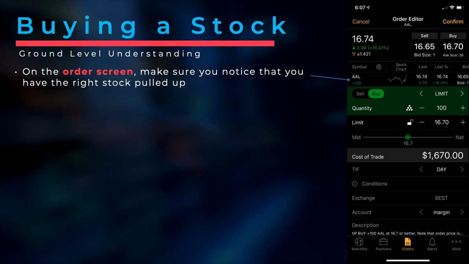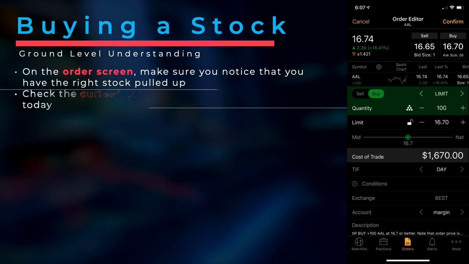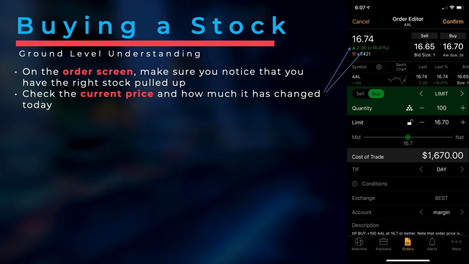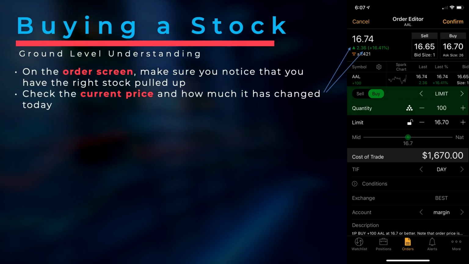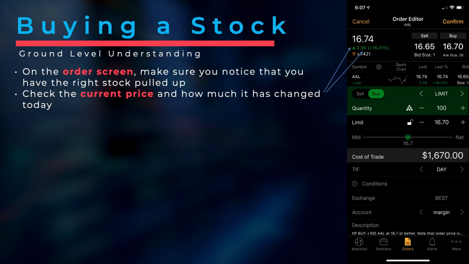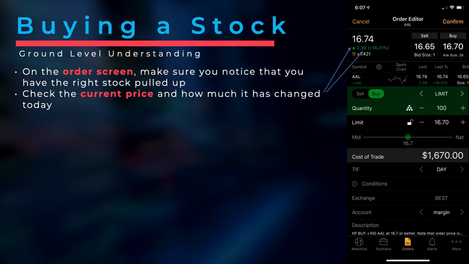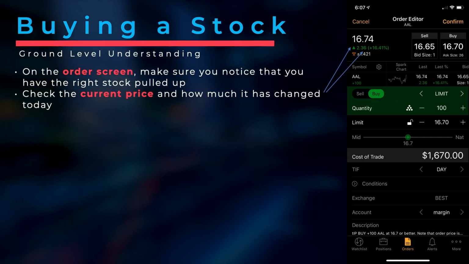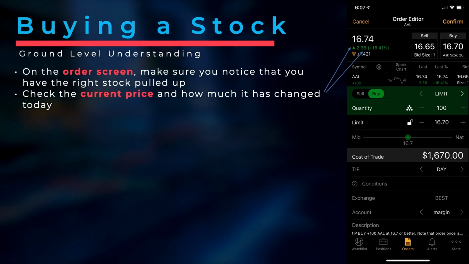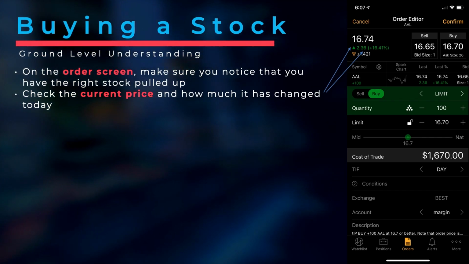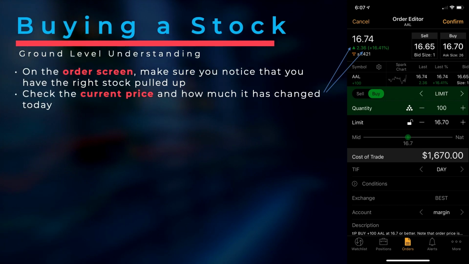So just double check. You want to make sure that you're looking at the current price and you understand how much the price has changed and what the direction of the stock is. You do your due diligence and make sure you're comfortable with the price that you're buying at per share. On the screen, you can see the current price is $16.74, and it has gone up $2.36 today. So this is going to give you an idea of where you should expect to purchase your shares.